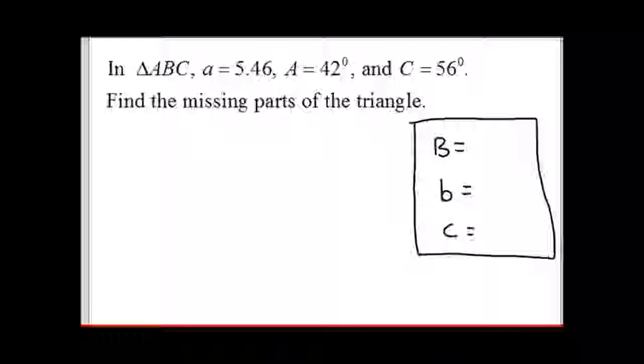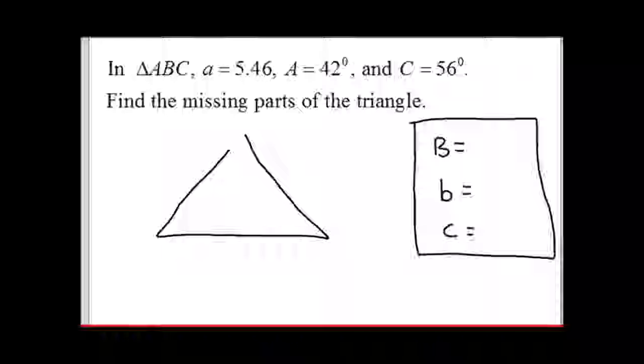Now, what I do whenever I do these problems, I just sketch a generic triangle that looks like an equilateral triangle. I know it's not really equilateral, but I'm going to go ahead and sketch a generic one like that, and then I'm going to label what I know. Let's maybe call this angle A, this angle B, and this angle C. Angle A, I'm told, is 42 degrees. Angle C is 56. And then they tell me side a is 5.46.